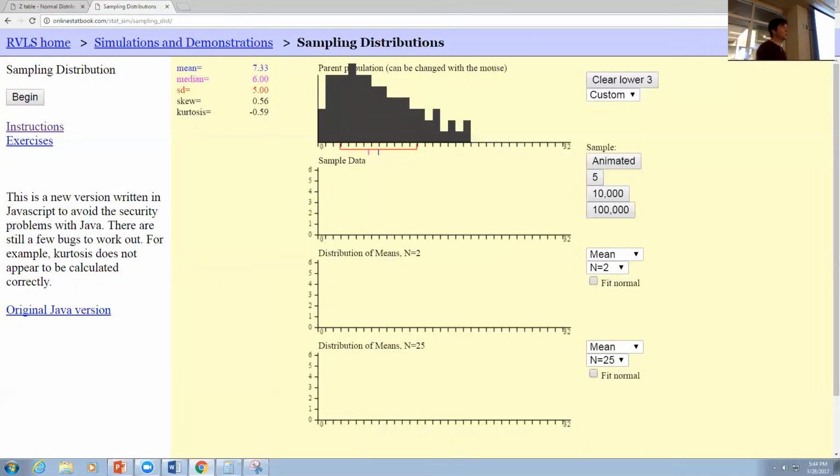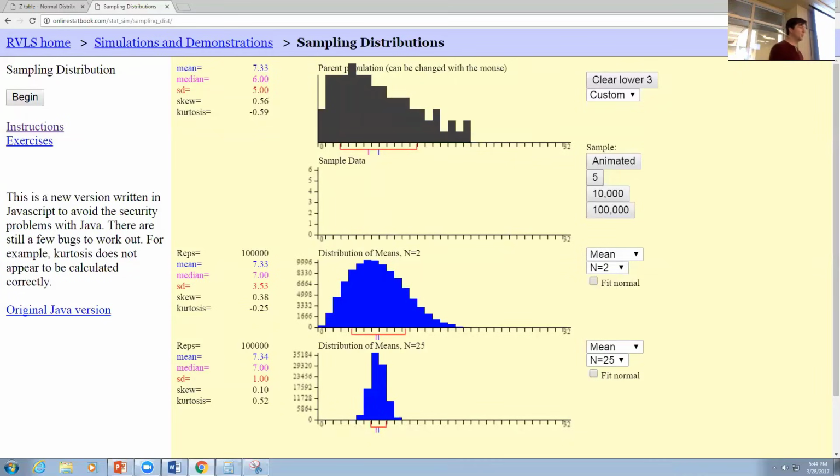The new distribution for the distribution of sample means of sample size 25 should be what? The new standard deviation should be what? Why did I pick 5? Because the new standard deviation will be, and this said online, nice job, will be 1. Check it out. There it is. It's 1 right there.